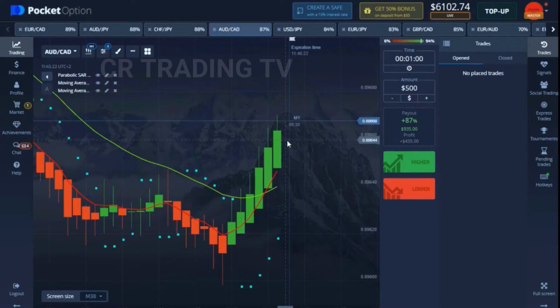But you need to be very careful when it comes to the parabolic SAR. Always make sure that you're taking a trade when the parabolic is just starting out. For example, you just need to have like 4 or 5 of the dots before you place a trade. And the most important thing, the intersection of your 2 moving averages must happen. The green and the red must cross each other.